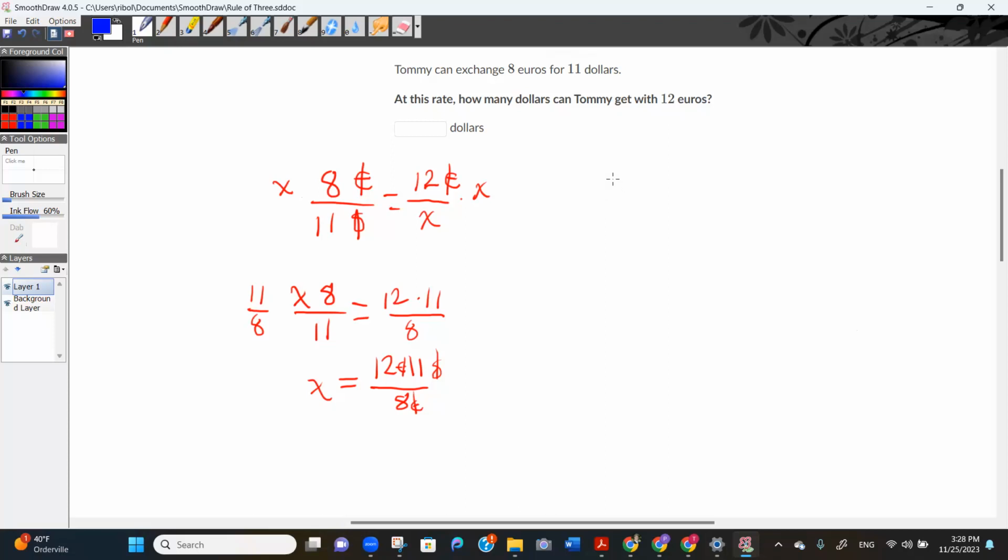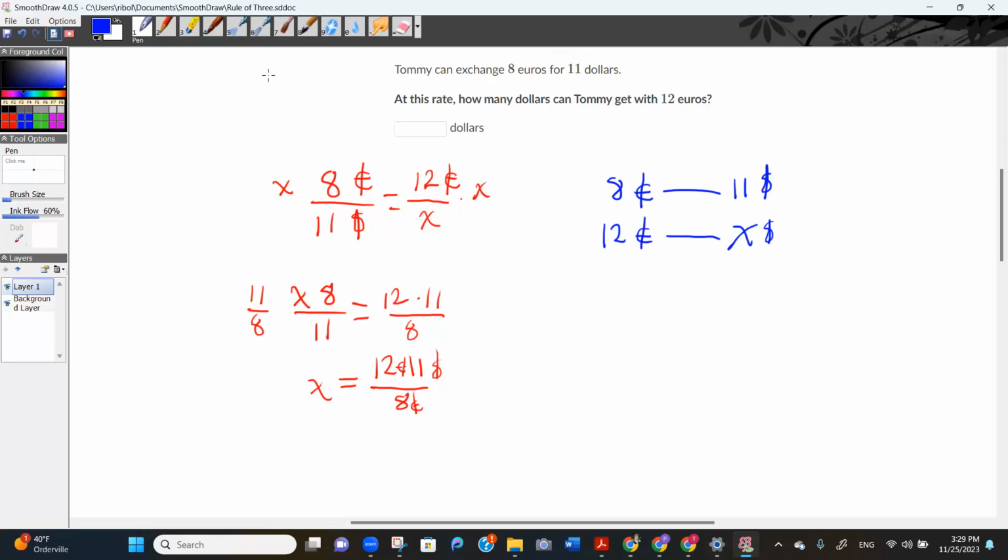All right. So in here, we are going to say we have 8 euros. So 8 euros is to $11. Okay. So 8 euros, $11. And then it's telling me that Tommy has 12 euros. Okay. So we have the 12 euros, and that is going to be X. Okay, so we want to find how many dollars I can get with 12 euros.